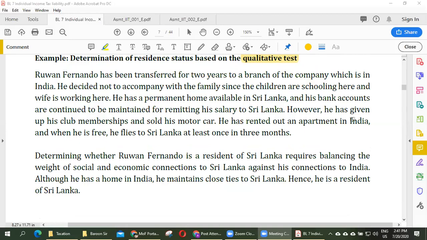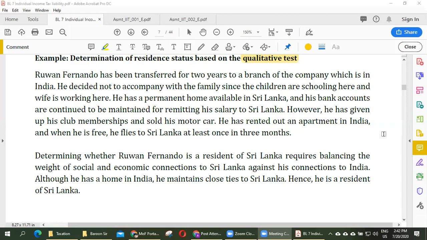Responding whether Juan Fernando is a resident of Sri Lanka requires balancing the weight of social and economic connection to Sri Lanka against his connection to India. Now we have to compare the connection between his home country and him, right? According to this given information, he is maintaining more relationship with Sri Lanka. Although he has a home in India, he maintains close ties to Sri Lanka.